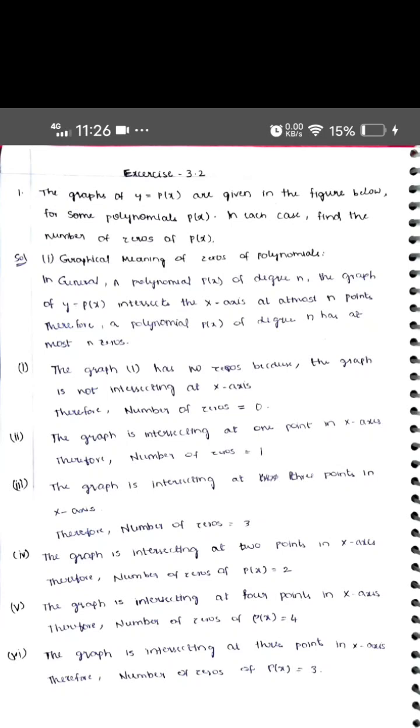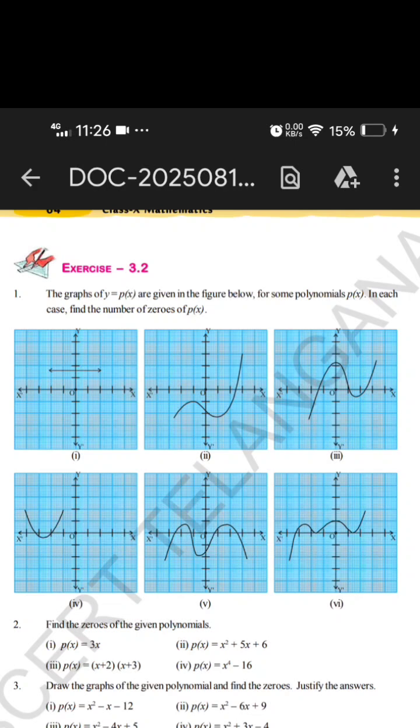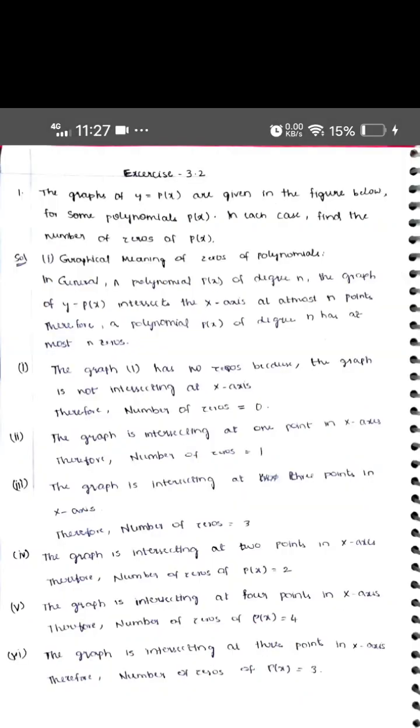For the first one, the line is not intersecting the x-axis. So if we check, the number of zeros for this particular first graph is 0. So graph 1 has no zeros because the graph is not intersecting the x-axis. Therefore, the number of zeros will be 0.